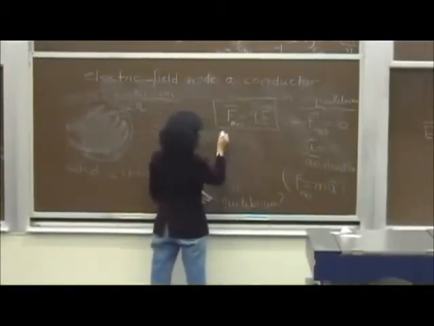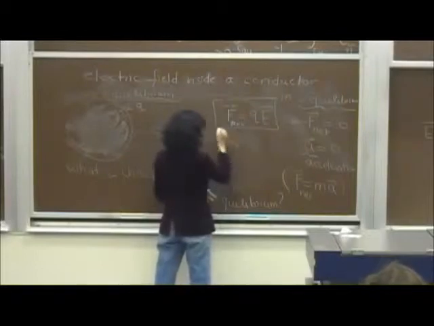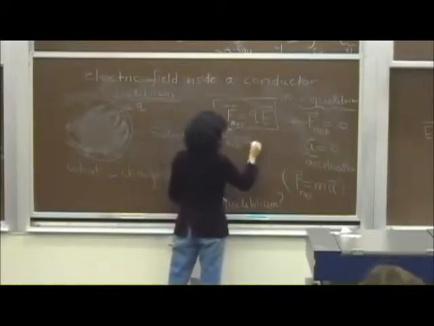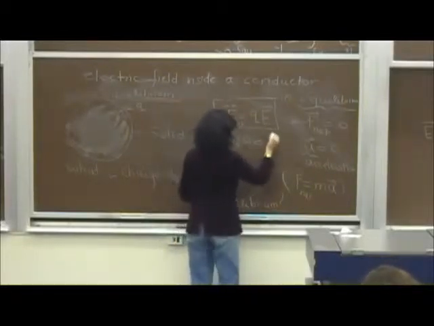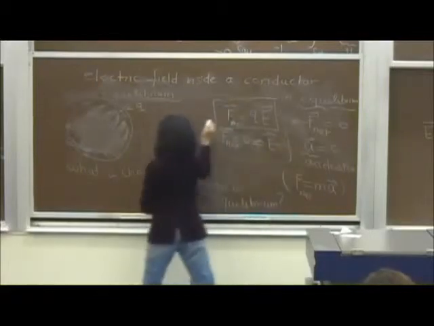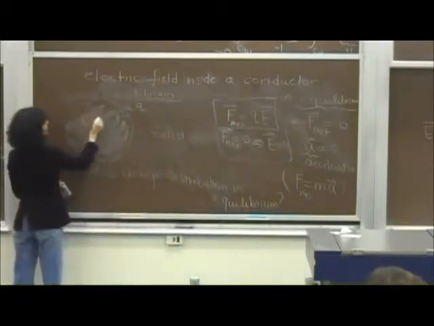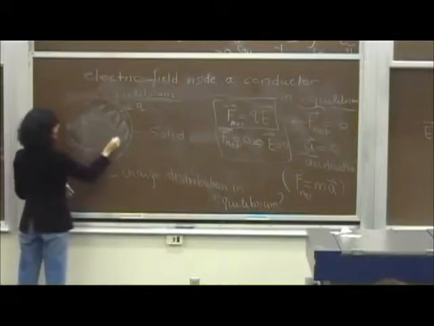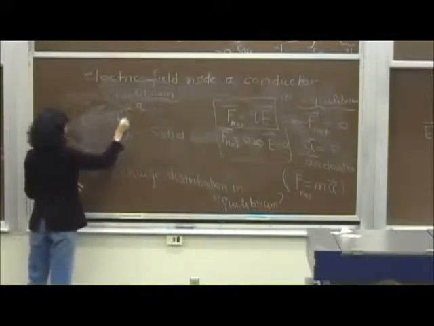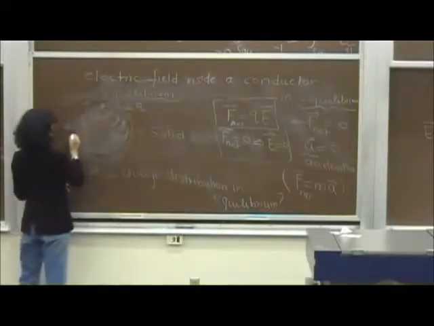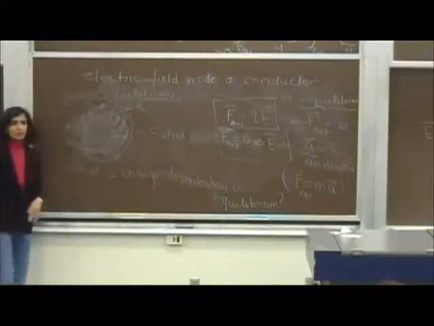So what I'm saying is F net equal to 0 implies that E is equal to 0. So that means what we are saying is that E is equal to 0 here, here, here, everywhere in this conductor, E is equal to 0. There's no place here where the electric field cannot be equal to 0.